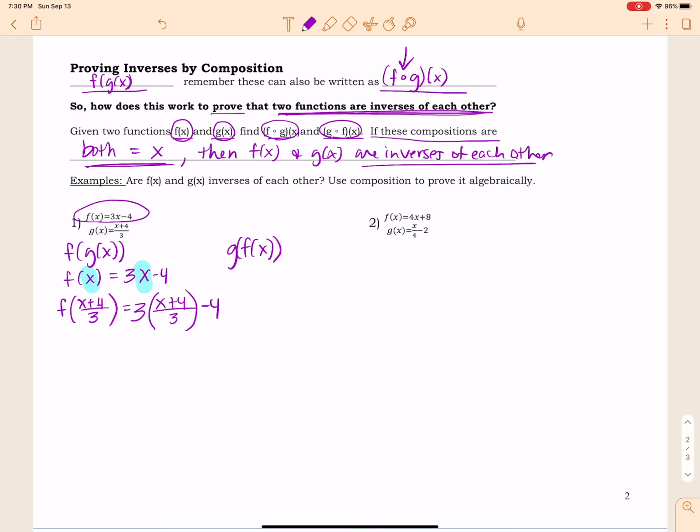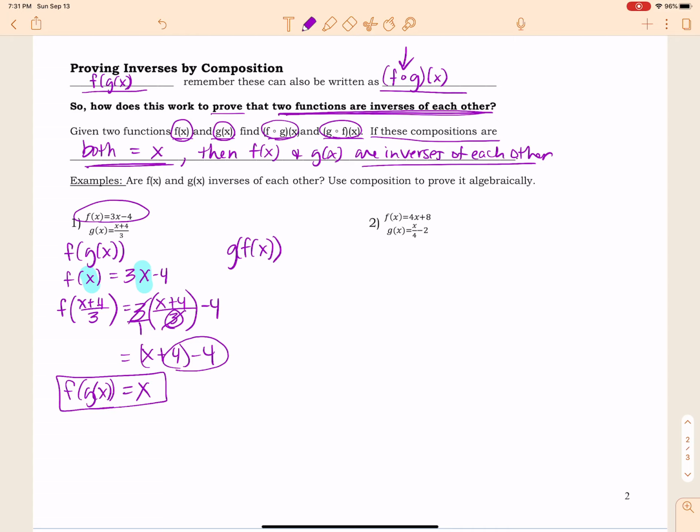Okay, well, what happens here, this 3 is understood to be over 1. And this 3 right here is clearly in the denominator, so those will reduce with each other. So now I'm just simplifying. I've got x plus 4 minus 4. Those add to 0, and this is x. So f of g of x equals x. Score. Now all I have to do is find out if g of f of x also equals x, and then I can say that those are inverses of each other.